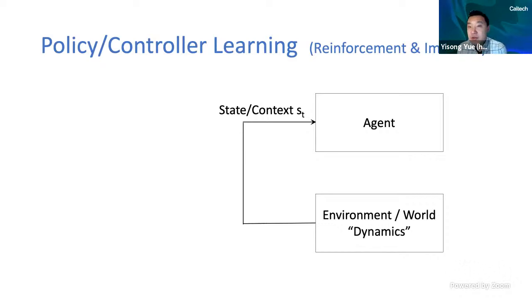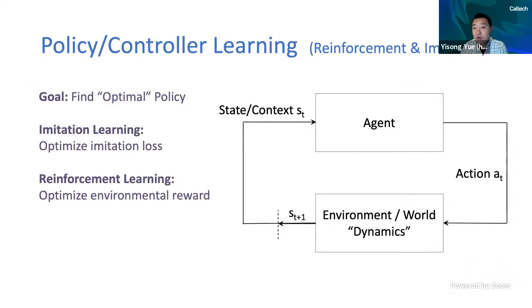This is a talk primarily about policy or controller learning. And in machine learning, that's typically thought of as a form of reinforcement or imitation learning. How it works is that you have an agent that's interacting with an environment or a world, and the world has dynamics. The agent receives or observes some state or context from the world. The agent takes an action. The world, through its dynamics and the action, updates its state and passes a new state to the agent. And this process continues. The goal in this setting is to find some notion of an optimal policy.